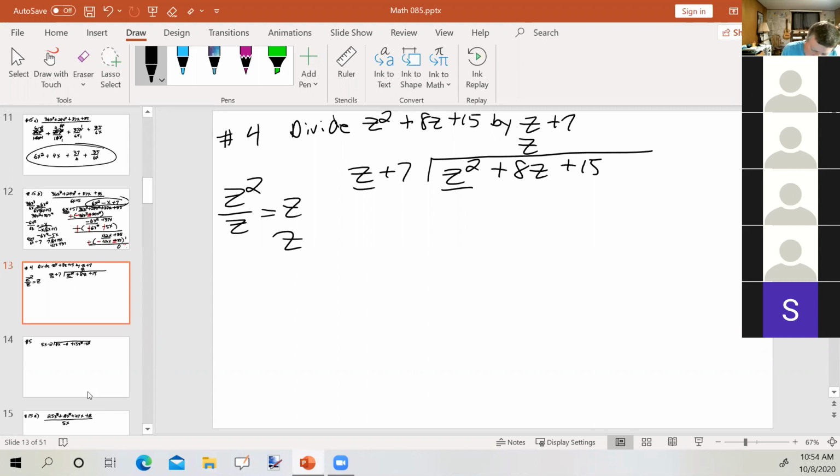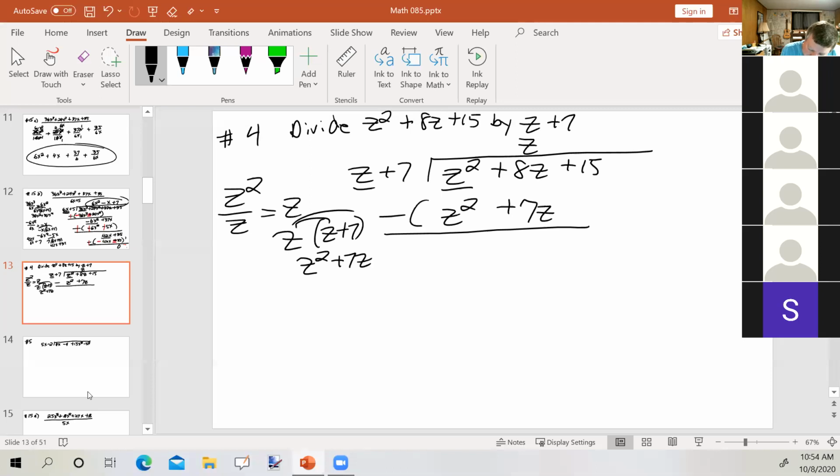Then we're going to take the z times z plus 7, which is z squared plus 7z. Then we're going to subtract that quantity from what's up above, distributing the subtraction, changing it to addition of the opposite. Z squared plus negative z squared is 0. 8z plus negative 7z is 1z, like the onesies and the twosies. 1z, bring down the next term, the plus 15.